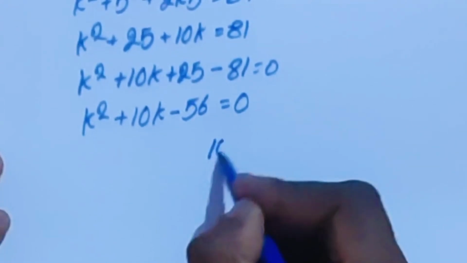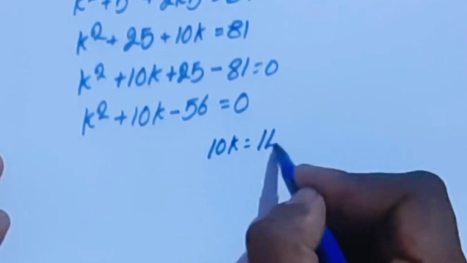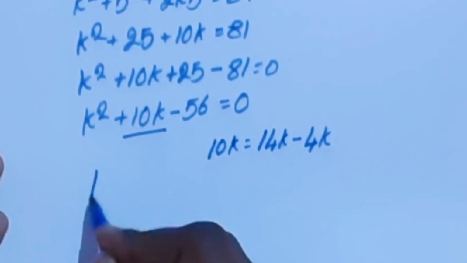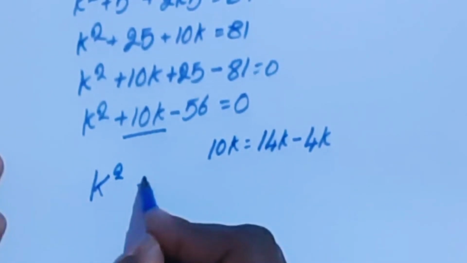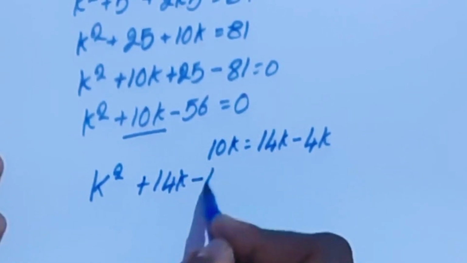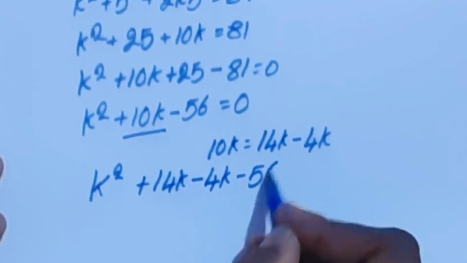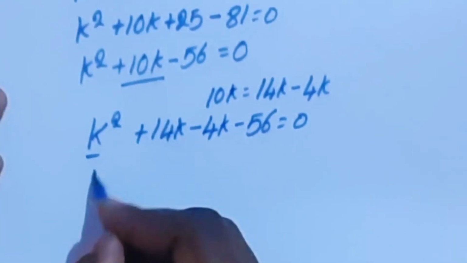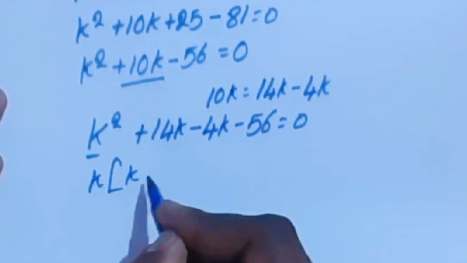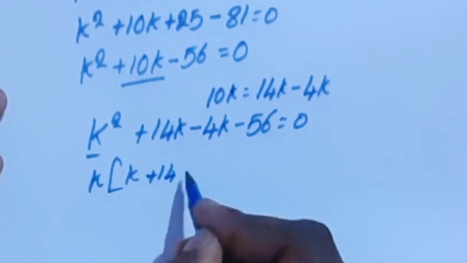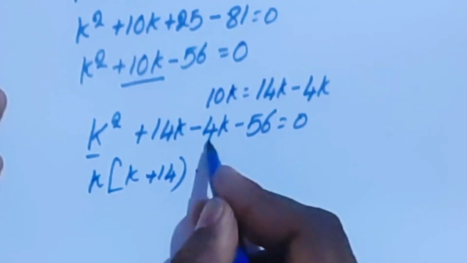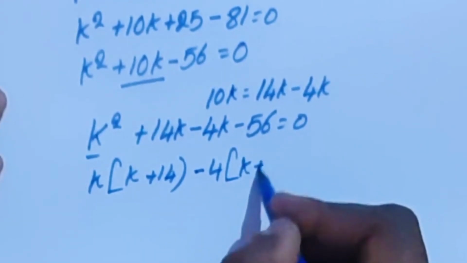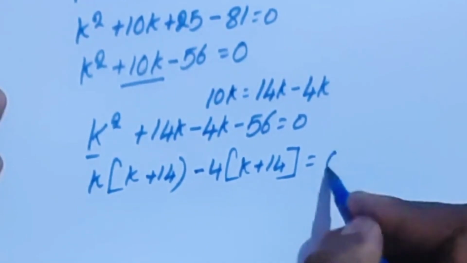Here this 10k can be written as 14k minus 4k. This we are going to apply here. So k² + 14k − 4k − 56 = 0. Here we are going to take k common out, so k(k + 14). Here we are going to take minus 4 common out, so −4(k + 14) = 0.